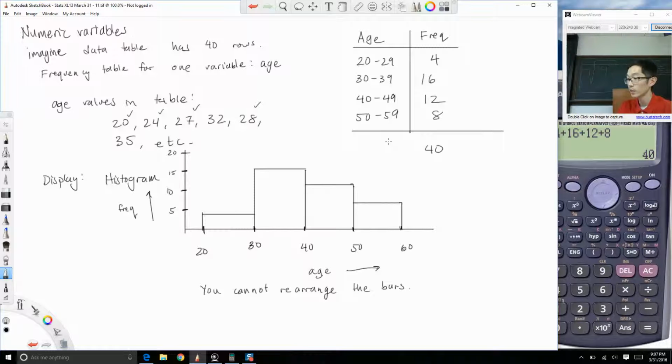Do we have any questions here? So were you making a distinction between the histogram and the bar charts? Yes. The histogram is for numeric data, and you cannot rearrange the bars. Bar charts are for categorical data, and the arrangement of bars is arbitrary.